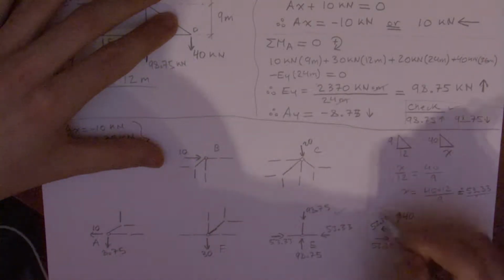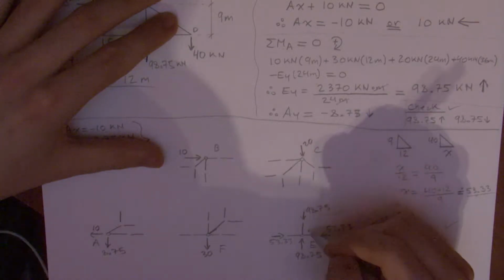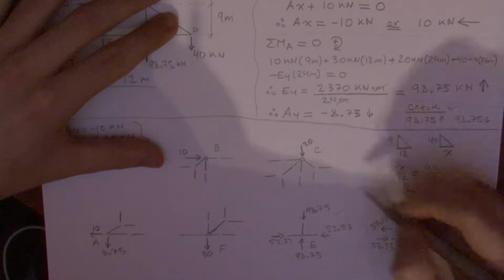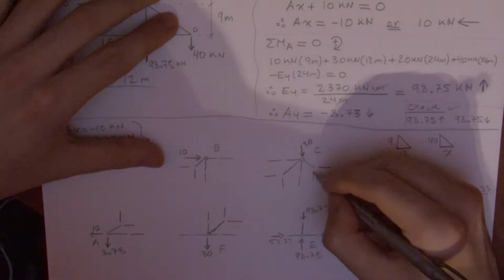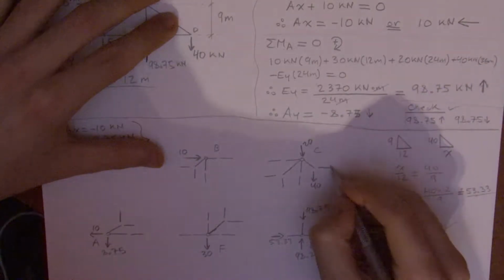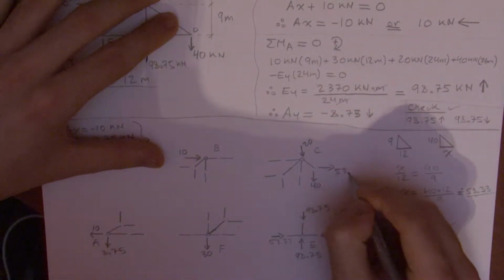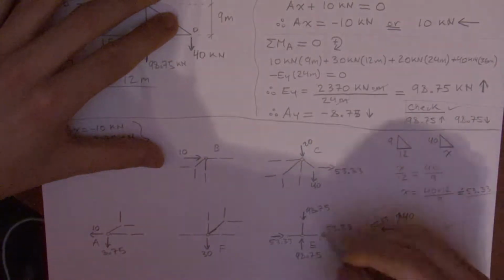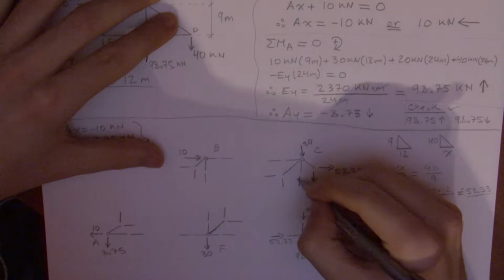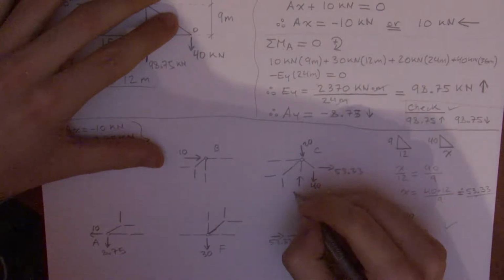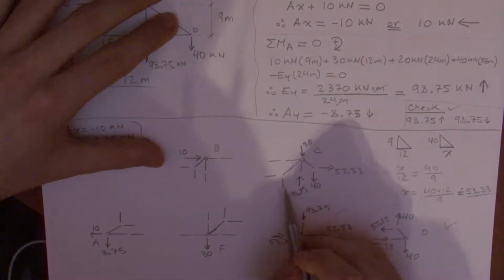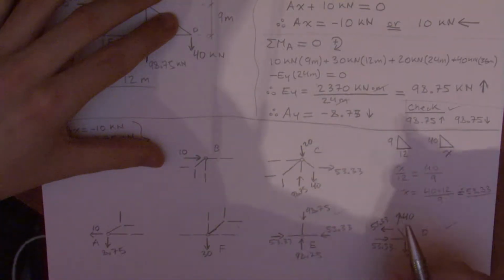Now we transfer this information over here, and also this we can transfer over here. So let's take the 40. We have 40 up, next joint, it's going to be the opposite. We have 40 down, and 53.33 to the right. And then over here, we transfer this up. So we have, going up, 98.75. Now we have one unknown, and we can solve it.